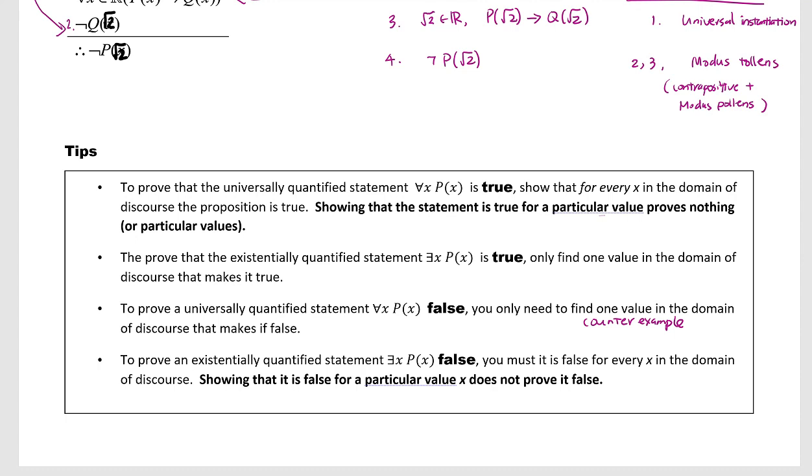Next, to prove an existential quantified statement is false, you must show it is false for every x in the domain of discourse. Showing it is false for a particular value does not prove it's false. You want to show that no value works, that for all values in the domain, the proposition function is false. So be careful with that.